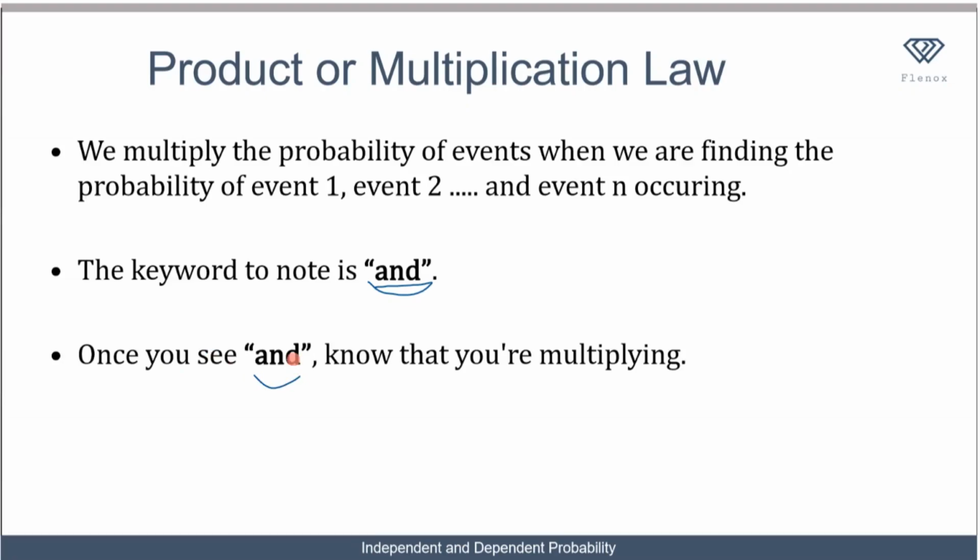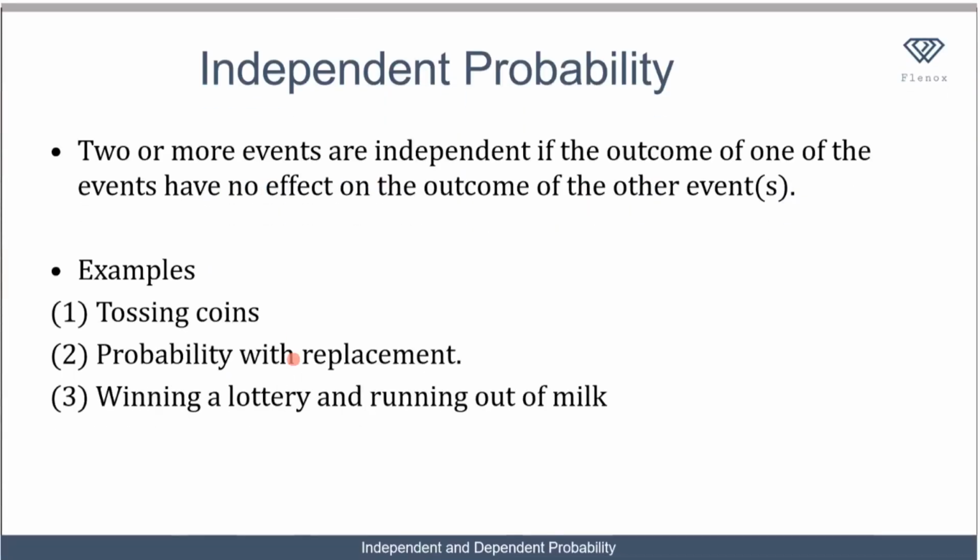So now let's go to the idea of independent probability. Two or more events are independent if the outcome of one of the events has no effect on the outcome of the other events. If we think about even the word independent, what does it mean? It means that two or more events are not related, meaning that they don't affect each other. So let's take a look at the following examples.